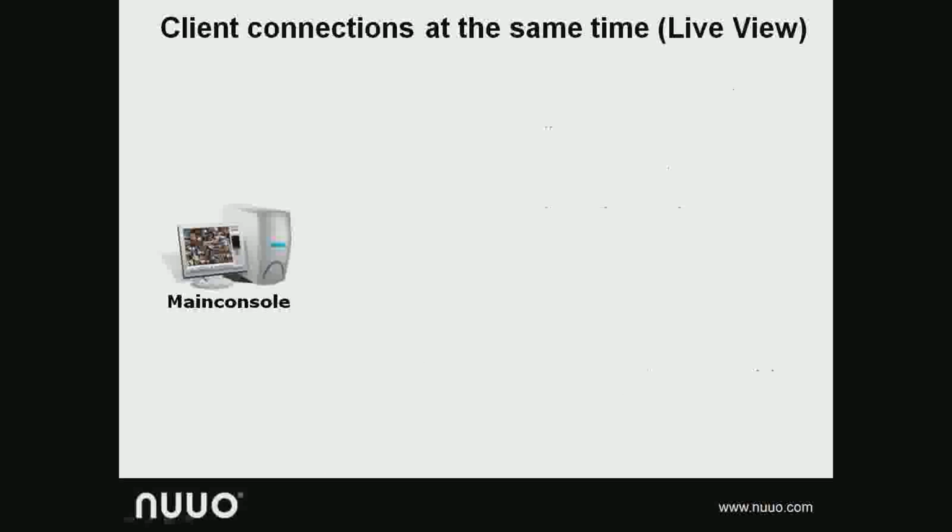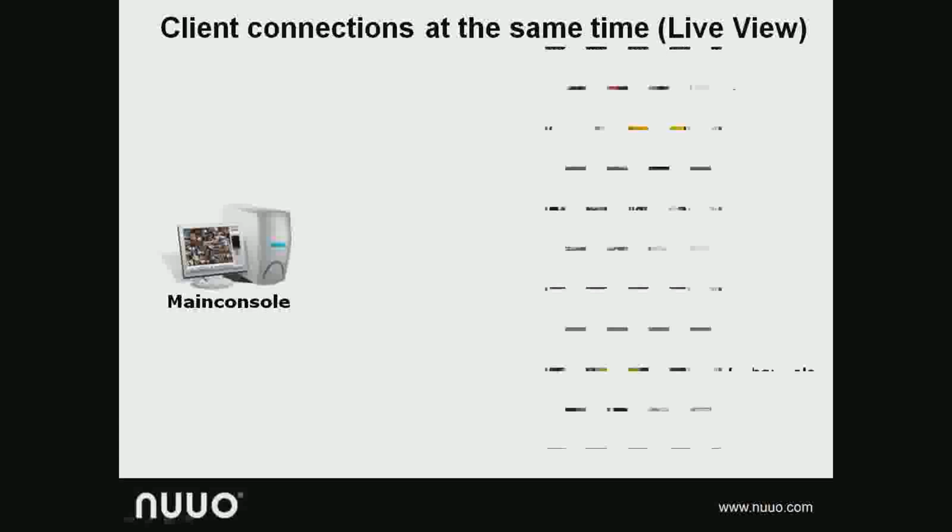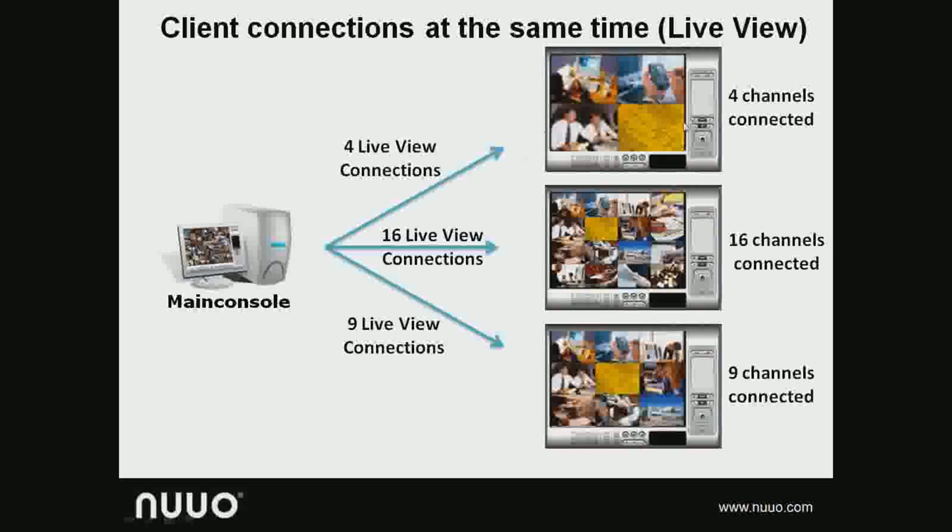Okay, this is another scenario. There are 3 remote sites, and each remote site has the remote live viewer application installed. And these 3 remote live viewer applications are connected to the same main console server at the same time. The first remote client side is connected with 4 channels. The second remote side is connected with 16 channels. And the third remote side is connected with 9 channels.